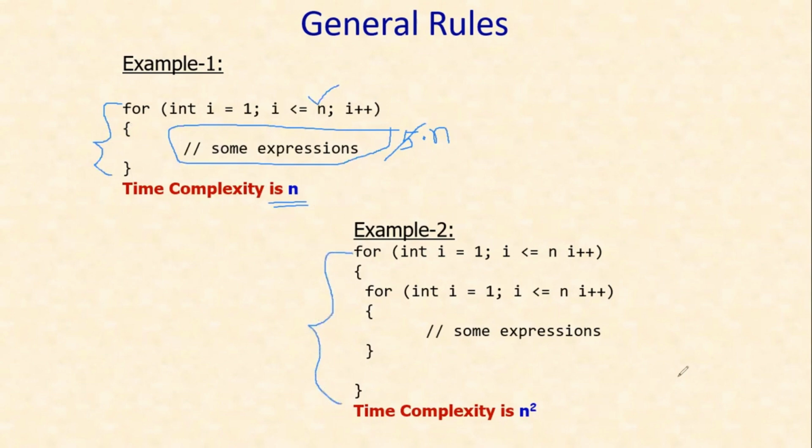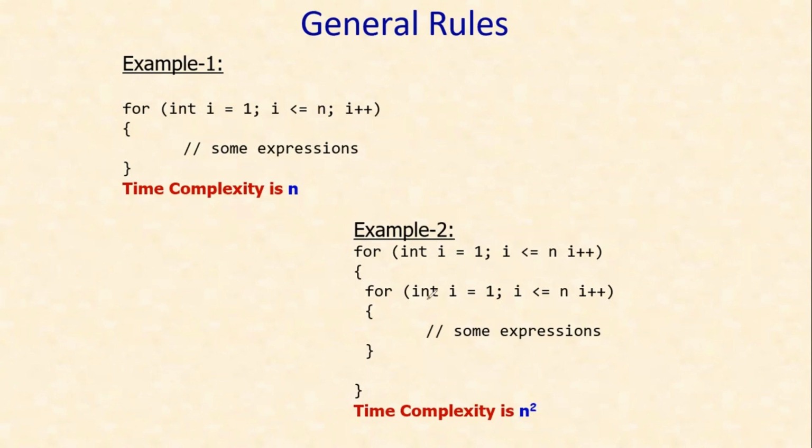Example 2, see here I am having two loops. It is a nested loop. The inner loop will be repeated n number of times and the outer loop will be repeated n number of times. So the time complexity for the inner loop is n, and this will be repeated n number of times. So the total time complexity will be n into n, that is n square. Whenever you are having a nested loop with an equal number of iterations, then the time complexity can be n square.